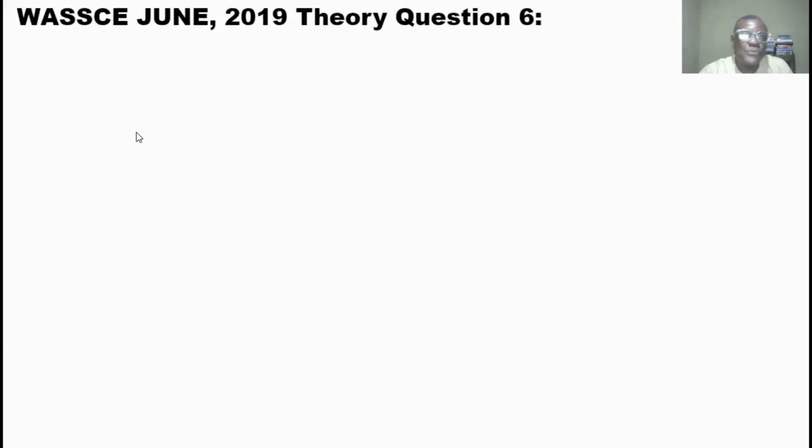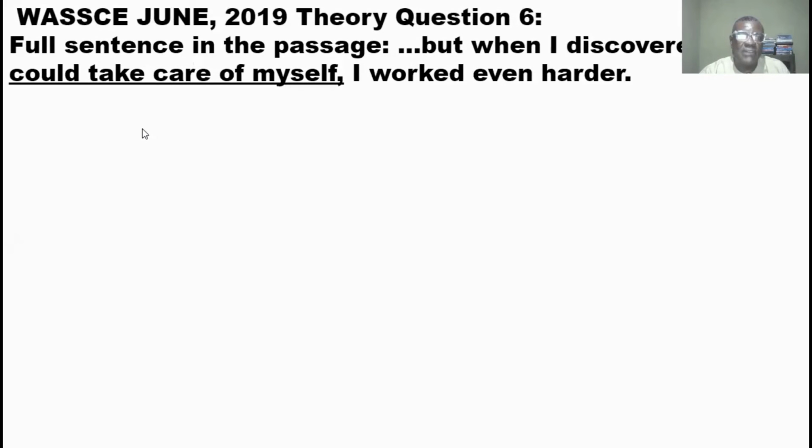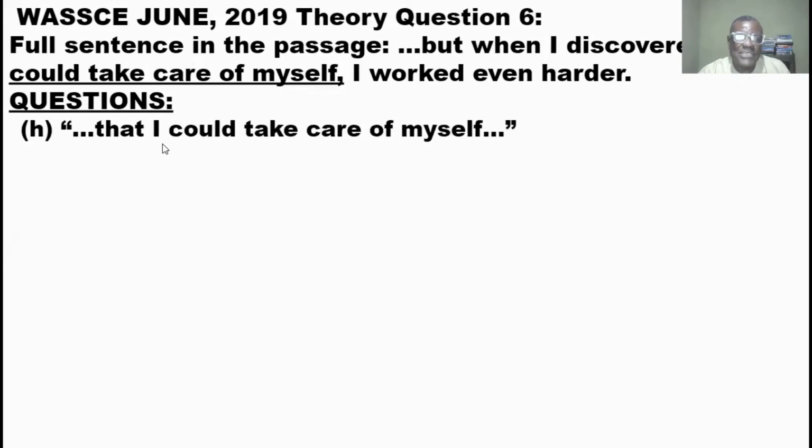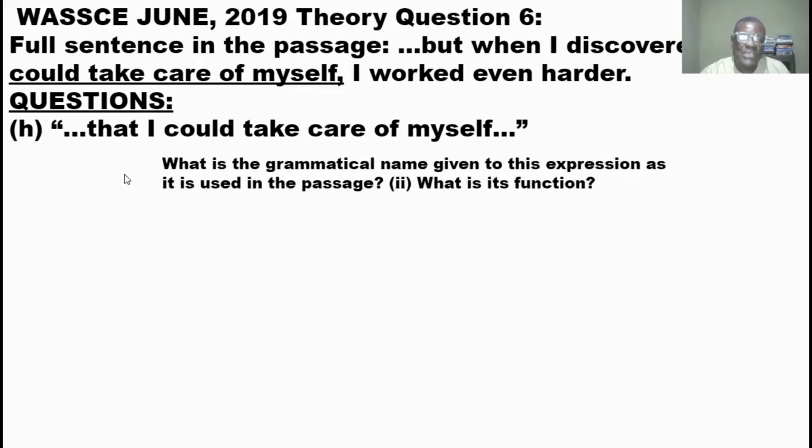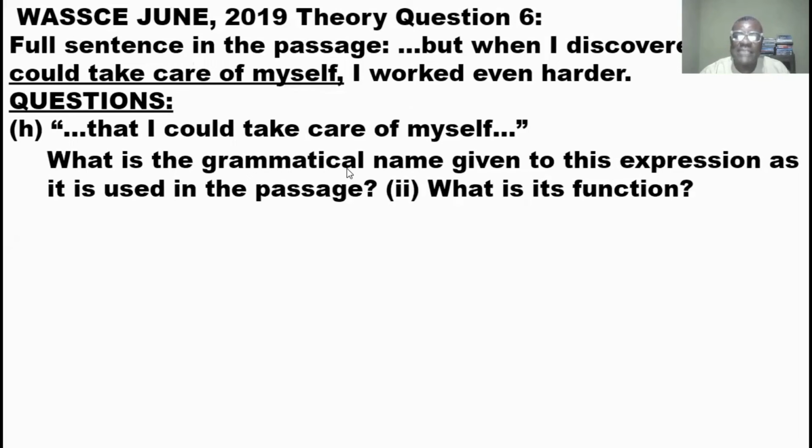So now we come to the 2019 question, theory question 6. Again, the underlined expression in the passage: But when I discovered that I could take care of myself, I worked even harder. Now, the expression is that I could take care of myself. Questions: what is the grammatical name given to this expression as it is used in the passage?